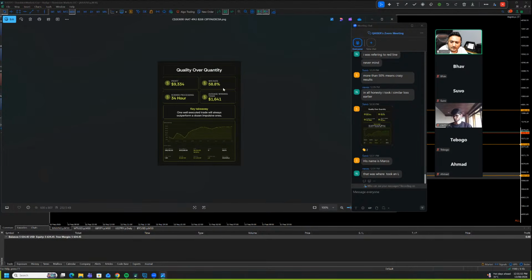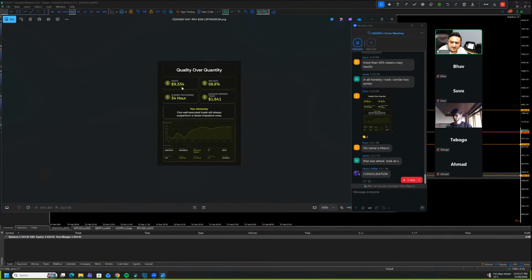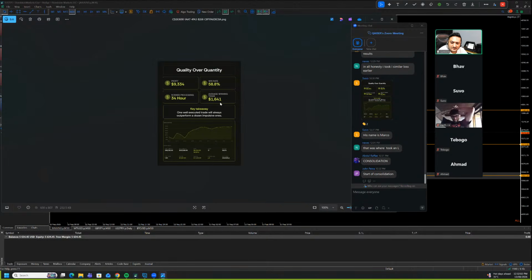So Suvo, win rate 58%, very nice. Profit 9,340, very nice. 34 hours reward processing, very nice. And average winning 1,640, very nice. Very, very beautiful result you got, buddy. Very nice. Congratulations.